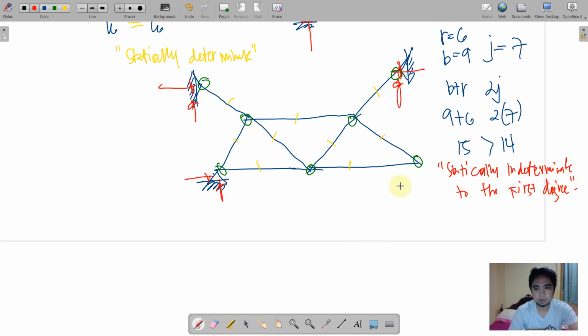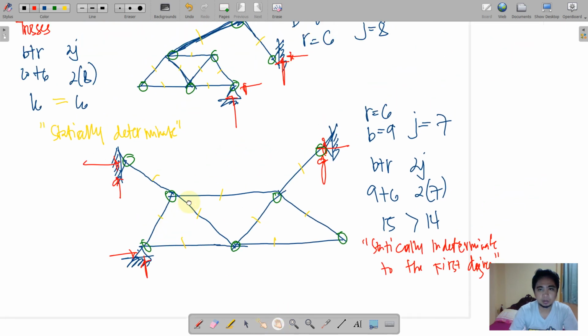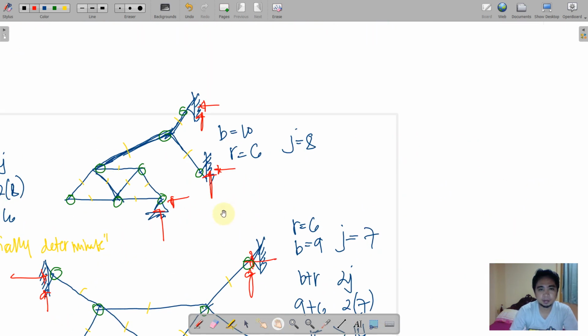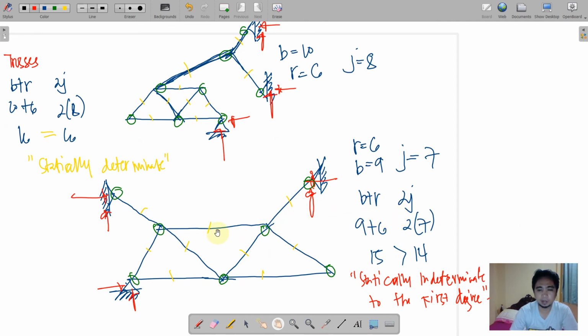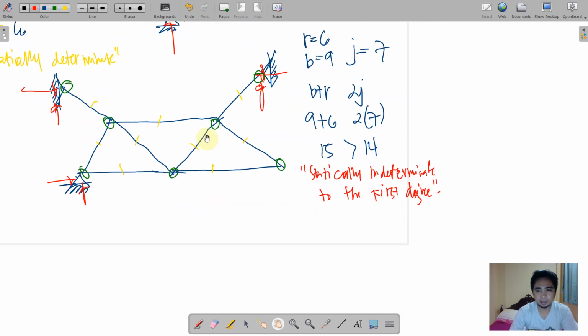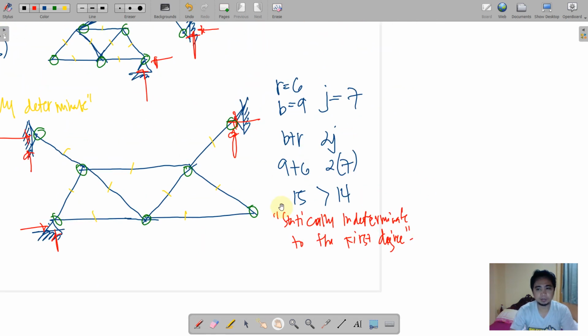Okay. So with these examples on trusses, I think you can now manage to apply this criterion B plus R, 2J. Just count the bar members, count the reactions, count the joints. Okay, so that is for trusses. So that's it for this video tutorial on determinacy and stability of structure. So thank you. So goodbye and have more practice.